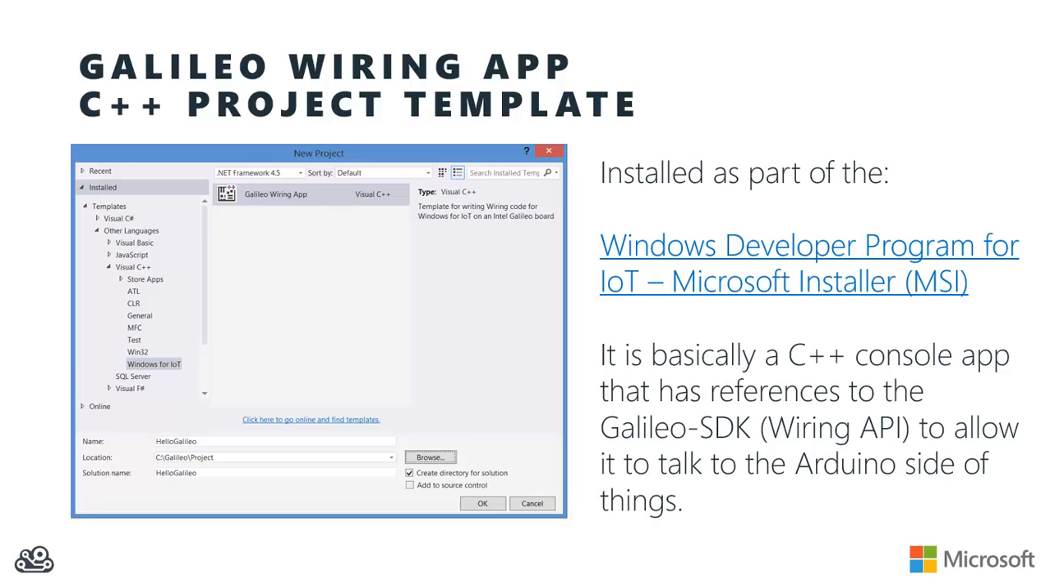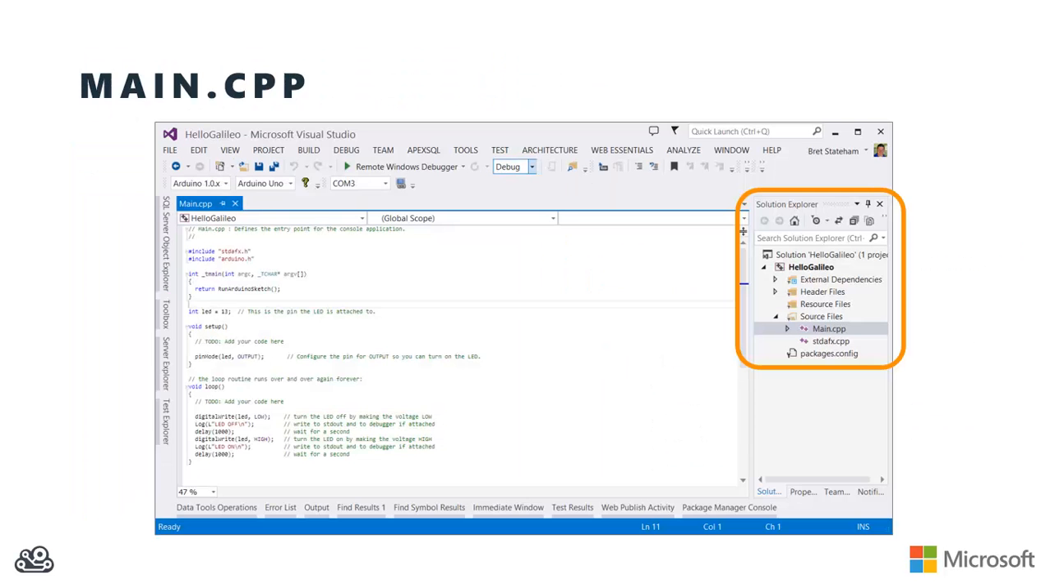So as I mentioned then, if you download the Microsoft installer, you get this Visual Studio project template, and then inside your File New Project under Visual C++, there will now be a Windows for IoT category, and inside there is the Galileo Wiring App project template. So you want to use that as an easy way to get started writing C++ code that's going to run in Windows on your Galileo. And inside those projects, underneath the source files folder is this main.cpp, and that's where the majority of your code is going to go.